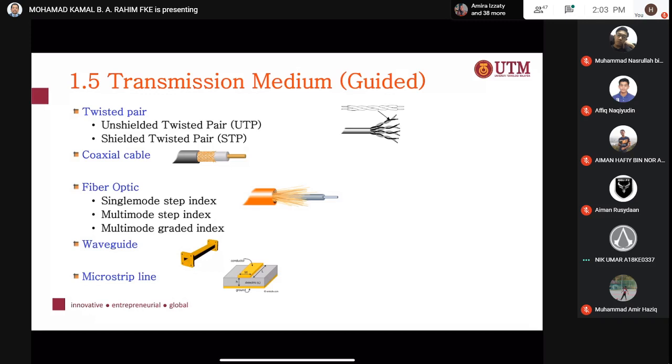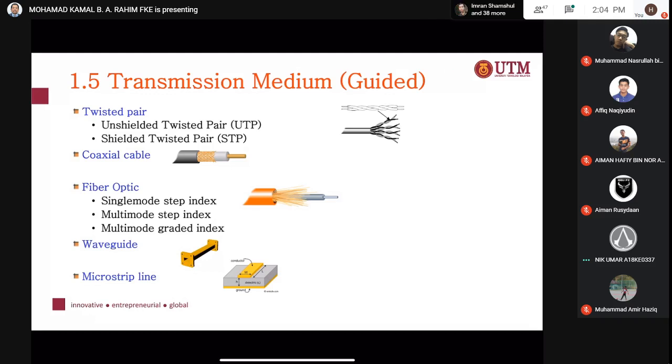Okay, so in terms of transmission medium, or guided, as you can see, of course we have a cable. Cable can be defined as any conductor with a transmission and with the ground plane. We have different types of cable as well. For example, you have twisted pair, coaxial cable, fiber optics, waveguide, microstrip line, and so on. This is what we call the transmission line or transmission medium.